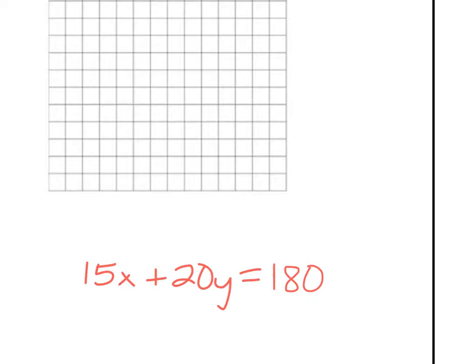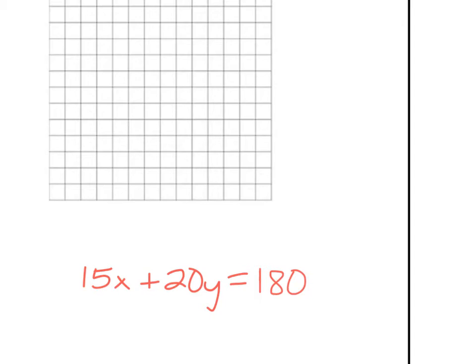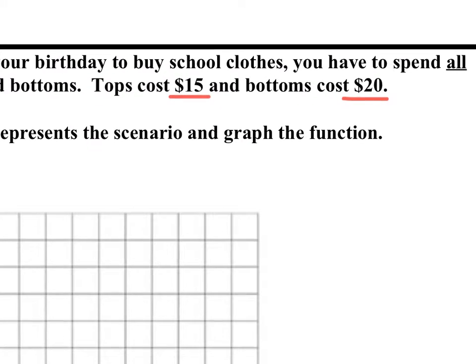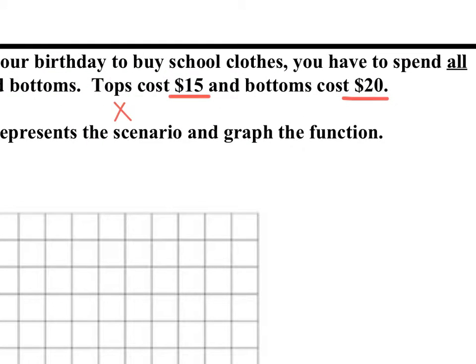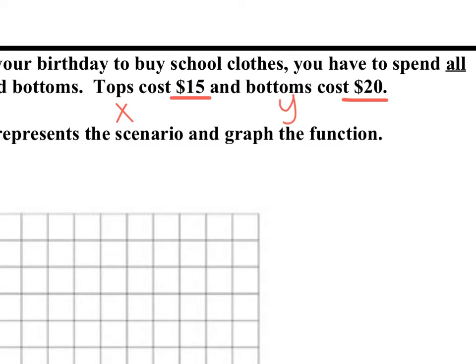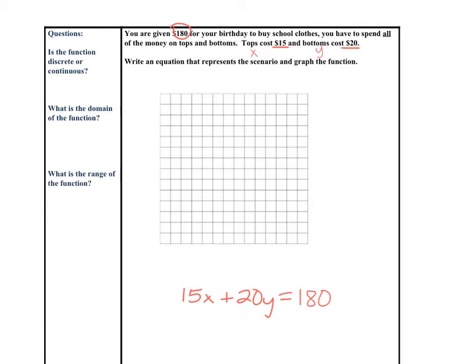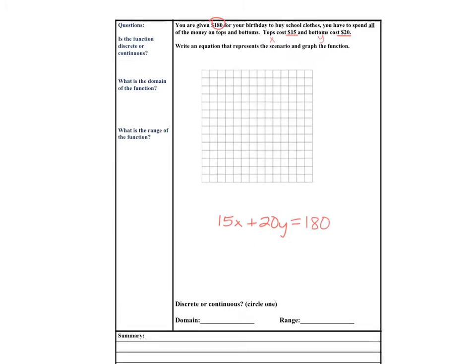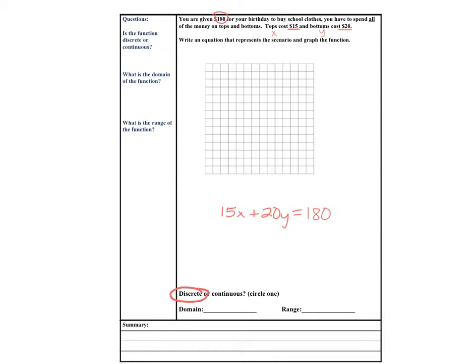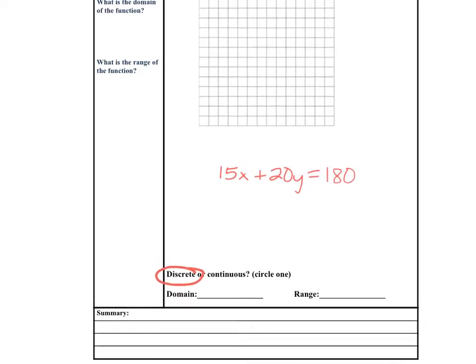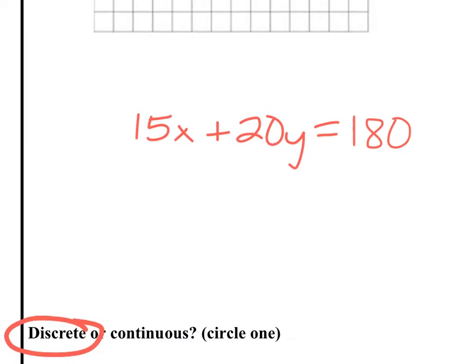And so what we're saying here is that tops are x and bottoms are y. Let's make sure we label that. Tops x, bottoms y. You can only buy whole numbers of tops and bottoms, and so this is discrete. Now we're going to get our x and y intercepts so we know how far to go on each axis. This is where we plug in zeros.